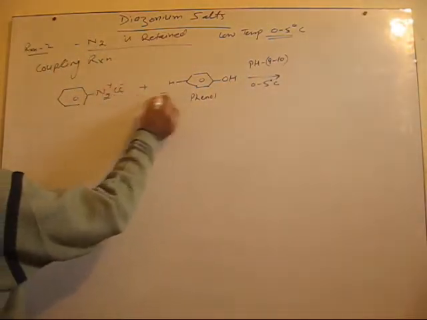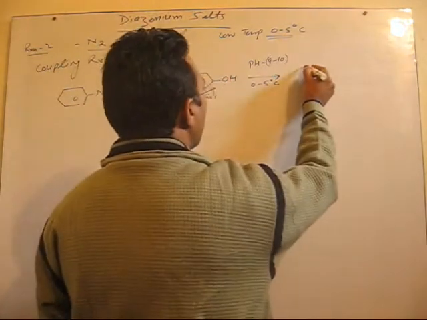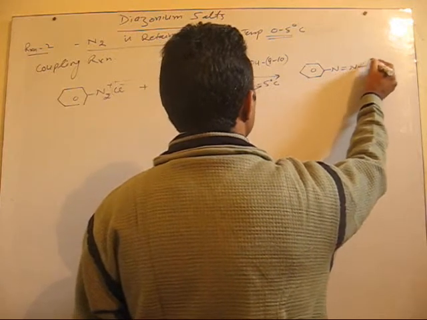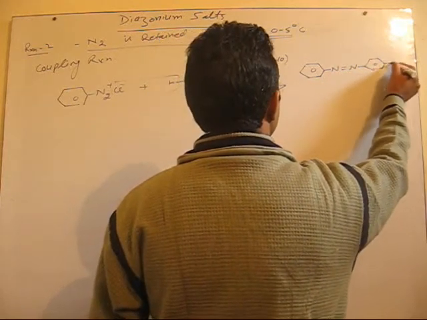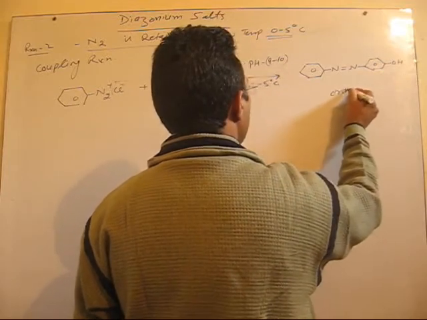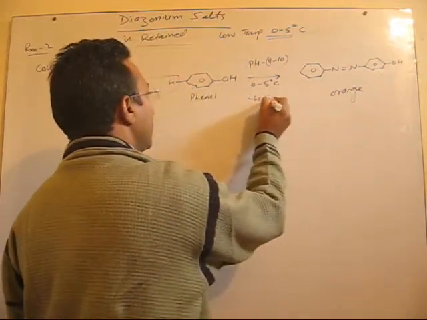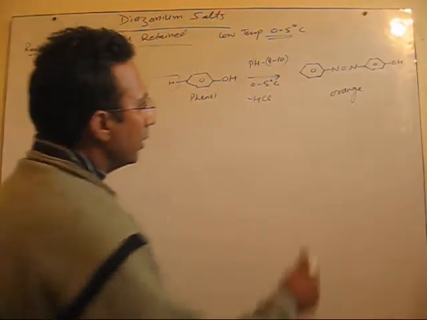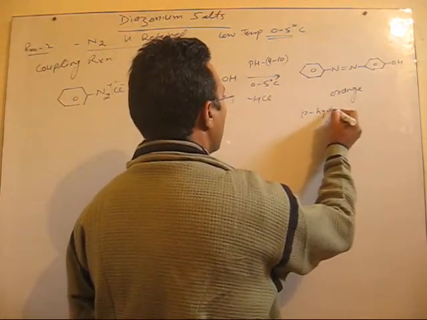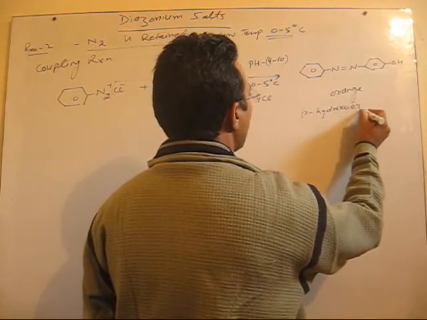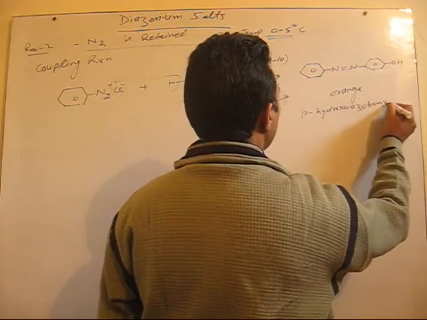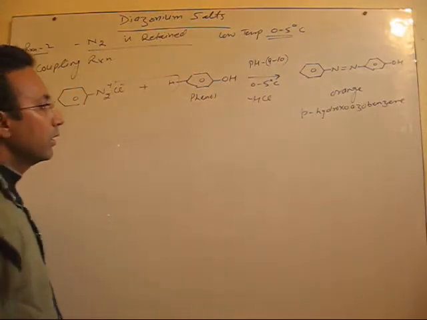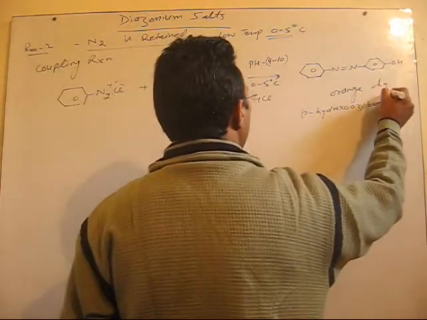As a result you get an azo dye of this formula. This is an orange colored dye. You can name it: this is para hydroxy azobenzene. Para hydroxy azobenzene is an orange colored dye.